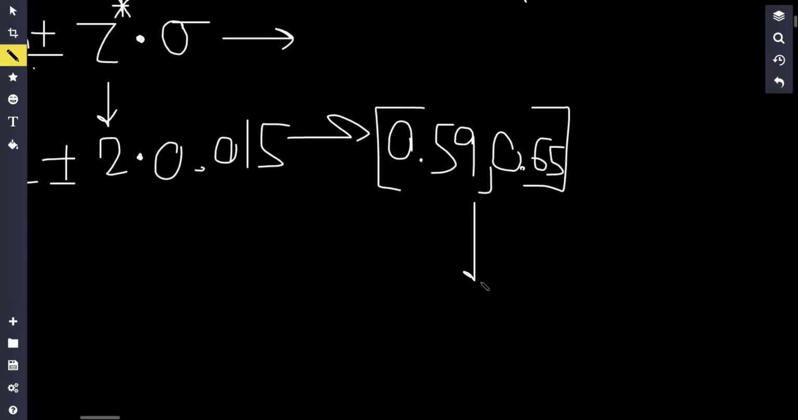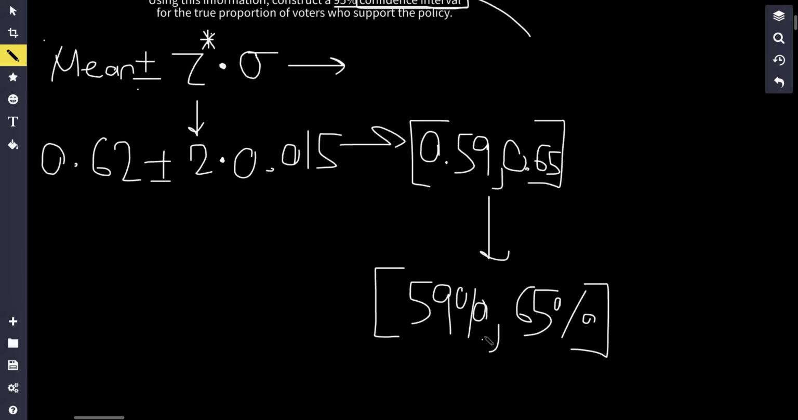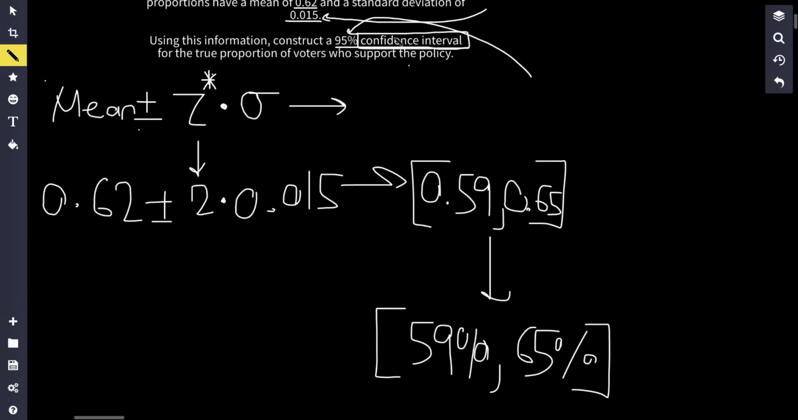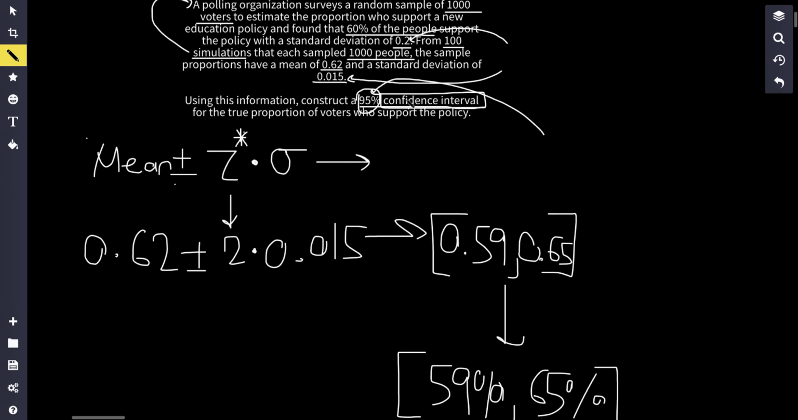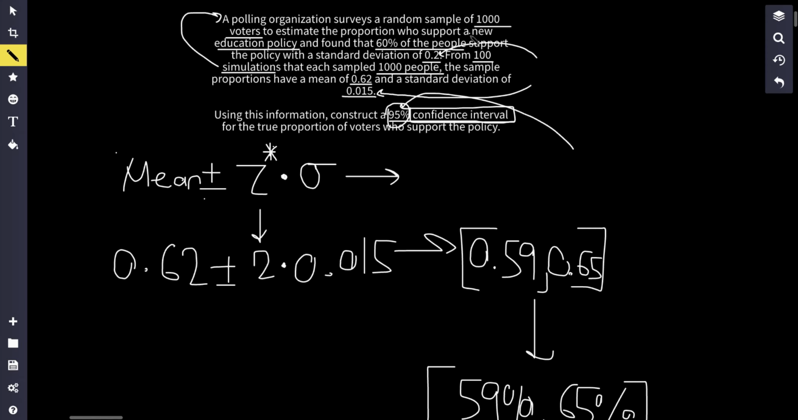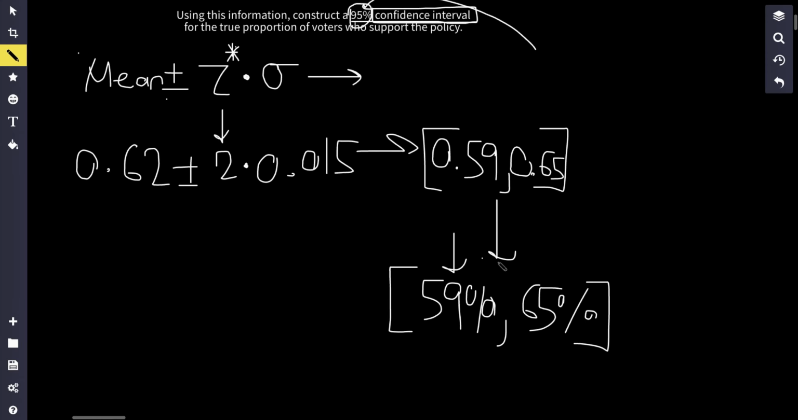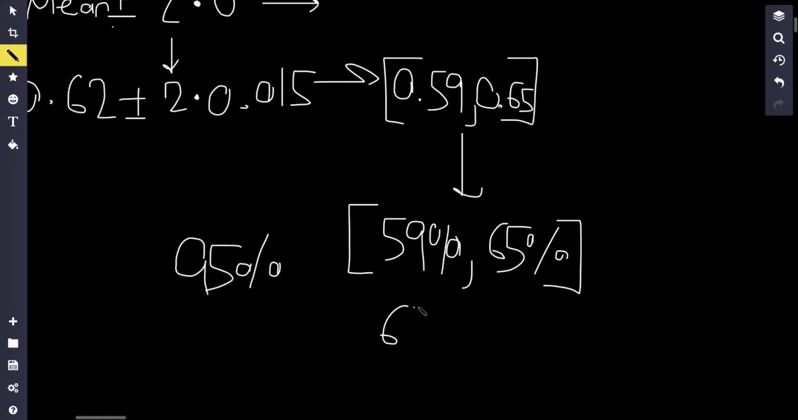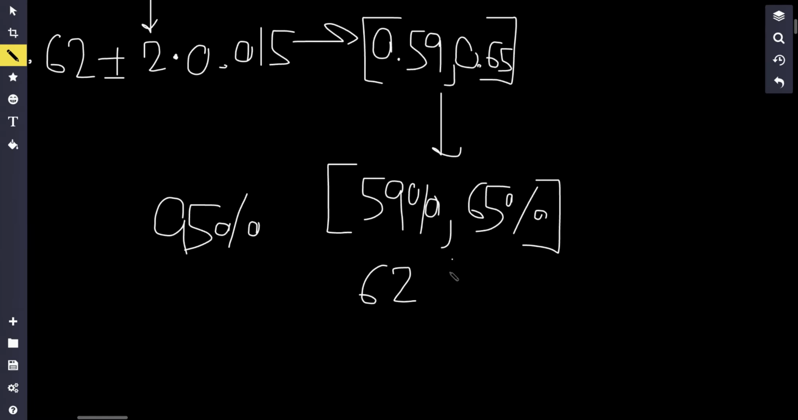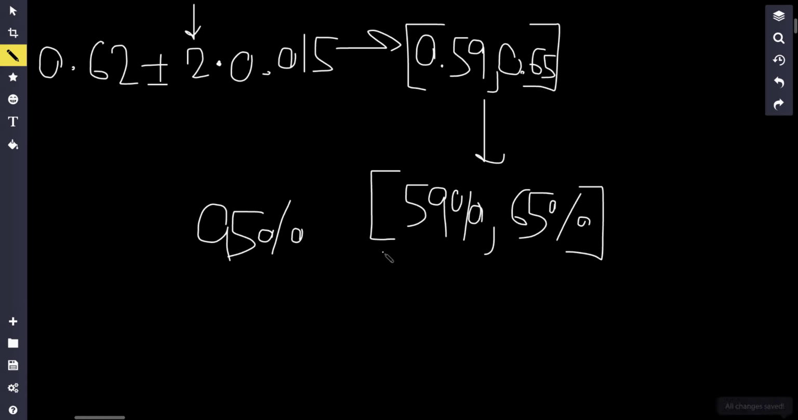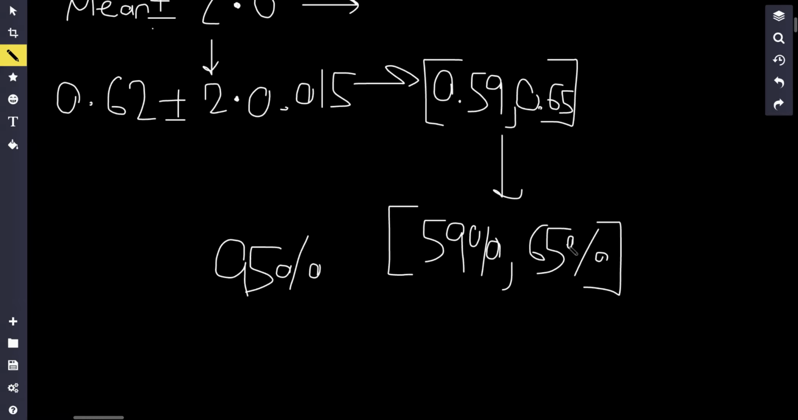And if we convert these into percentages, what does this interval tell us? It basically tells us that we are 95% confident that the true proportion of people in our population who support this new educational policy is between 59% and 65%. It could be 61% of people who support this policy. It's likely that 62% of people support this policy, right? We're 95% sure that the true population proportion is between these two.